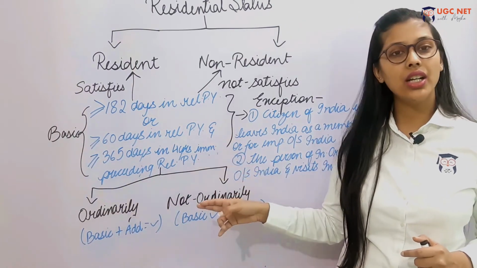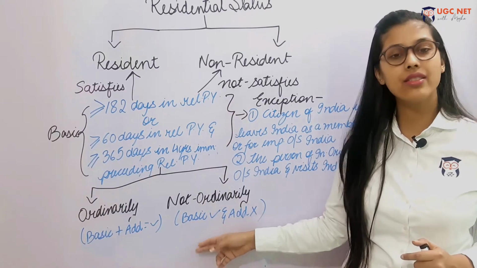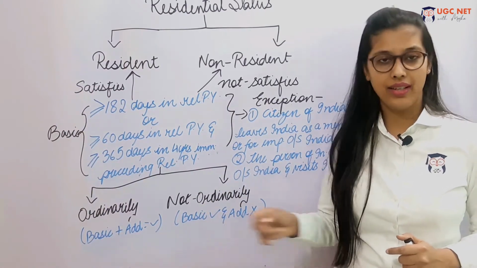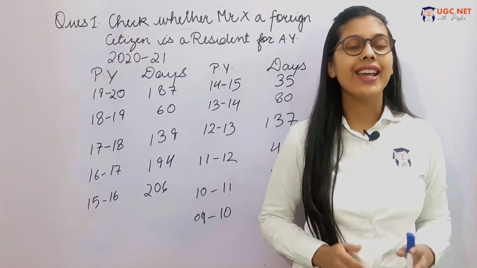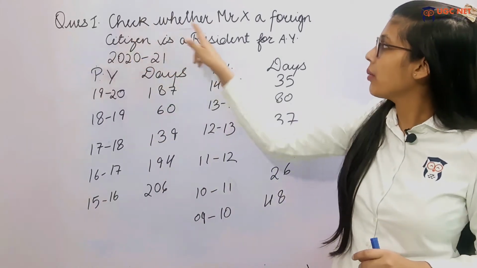If either of the conditions is not satisfied or both the conditions are not satisfied, then he would be considered as resident but not ordinarily resident. So now we are going to understand the entire concept with the help of an example. So the question is, check whether Mr.